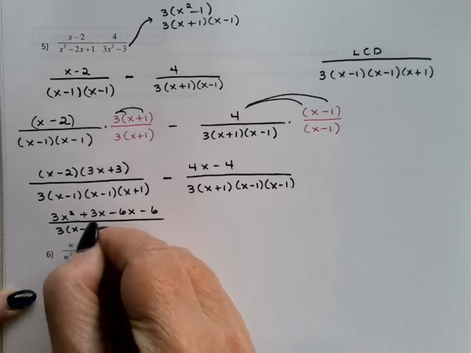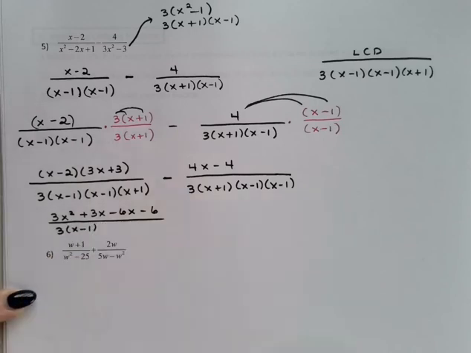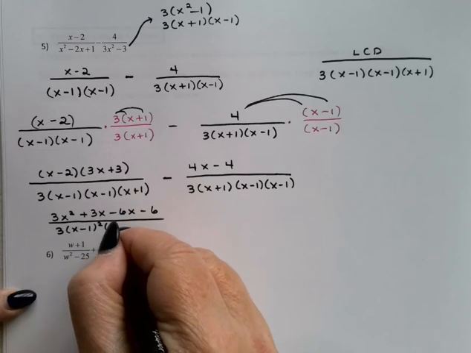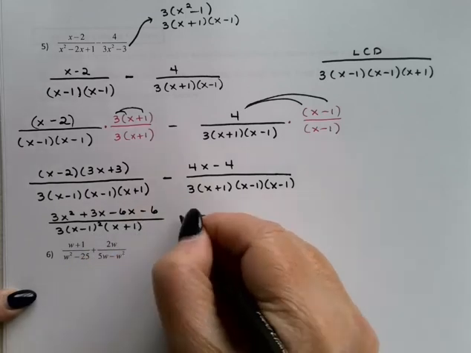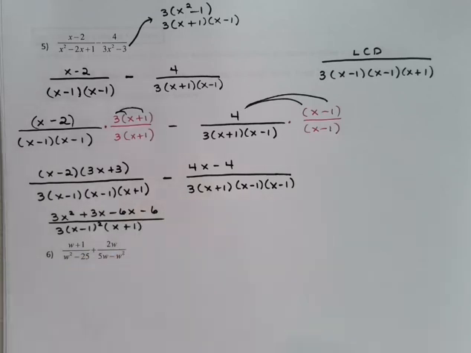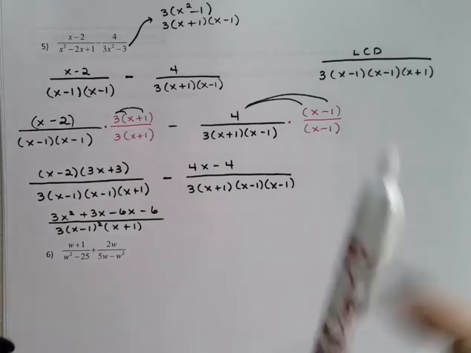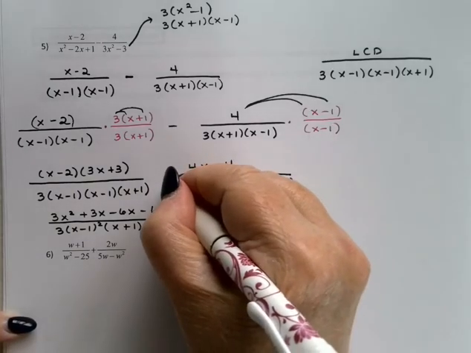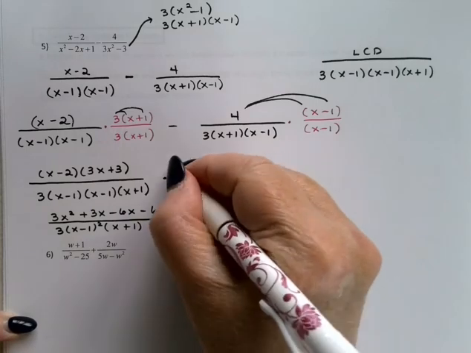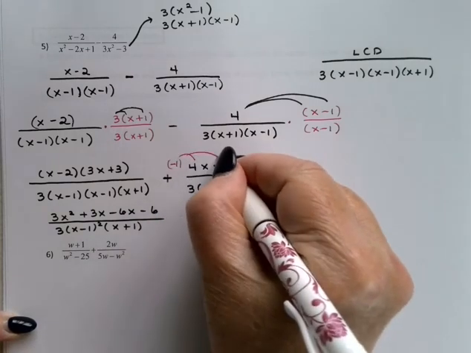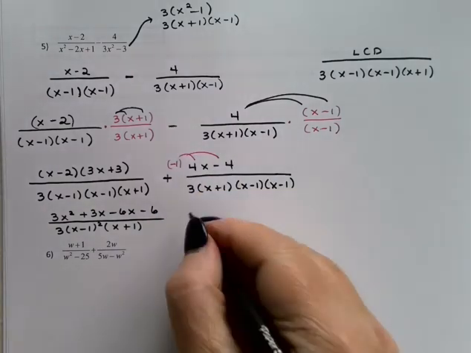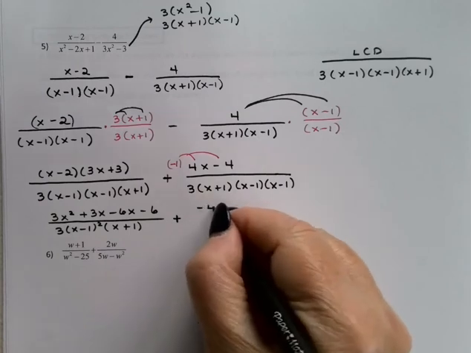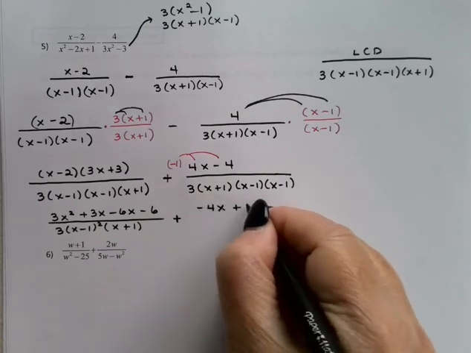long common denominator. By the way, if you want to write that as x minus 1 squared, that's fine. Just save yourself a tiny bit of writing. Here, I think I'm going to change this to a plus and then distribute the negative 1. So that becomes a negative 4x plus 4.